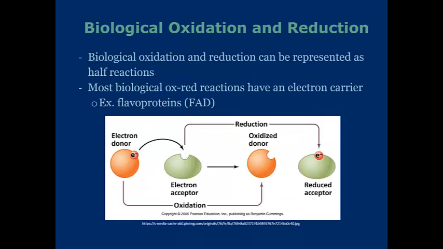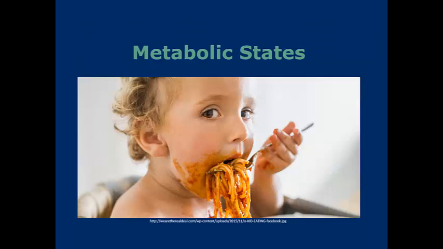There are biological oxidation and reduction reactions as well. They can be represented as half reactions, much like you saw in general chemistry. Most of these reactions have an electron carrier of some sort, for example, FAD or sometimes NAD. The majority of this lecture is going to go into a discussion of metabolic states, so let's begin there.